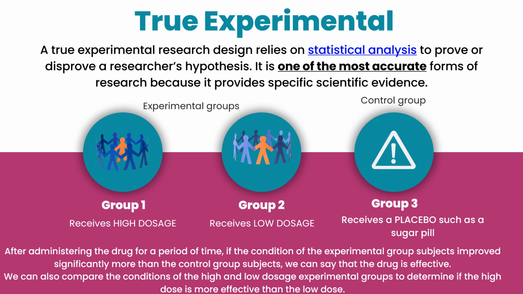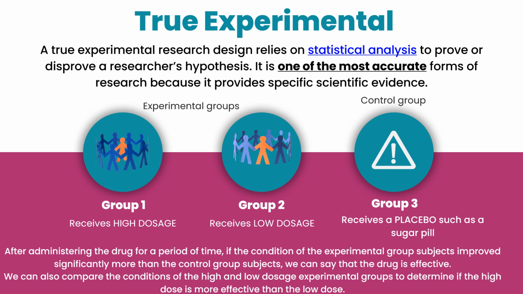After administering the drug for a period of time, if the condition of the experimental group subjects improves significantly more than the control group subjects, then we can say that the drug is effective. We can also compare the conditions from group 1 and group 2, the high and low dosage experimental groups, to determine if the high dose is more effective than the low dose. So we compare the two groups against each other, as well as comparing them against the control group, which received the placebo.